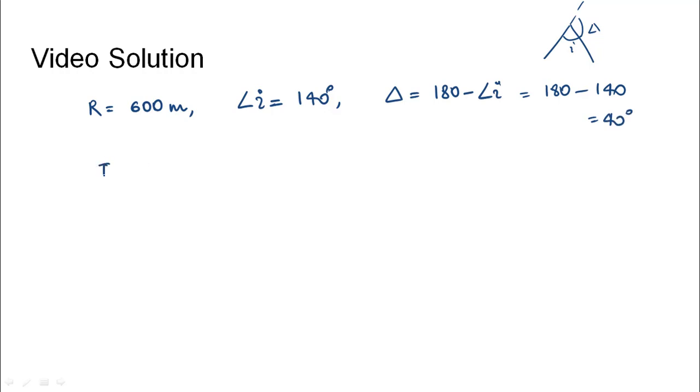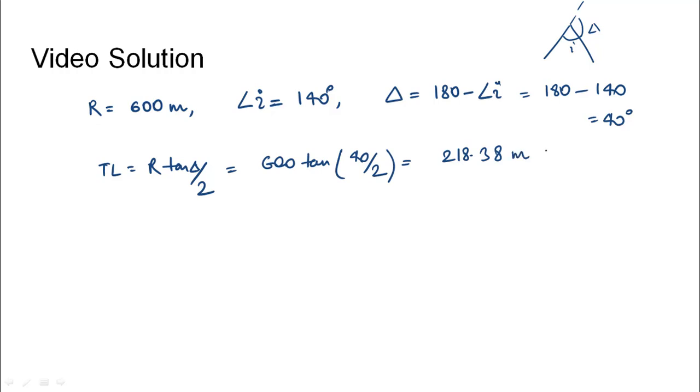So tangent length TL would be equal to R tan delta by 2. Here R is 600 and delta is 40. So tan 40 by 2. This would give the value of the tangent length as 218.38 meters. Let us call this as equation 1.